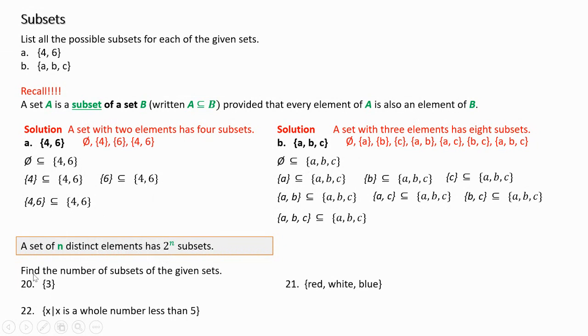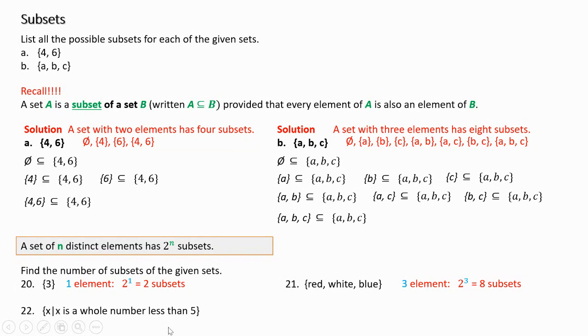Now with the same concept, let's do number 20. How many elements are here? 1, so this will be 2 to the first power, which is 2. So there will be 2 subsets. I jumped again a little bit. Number 21, we have three elements, so it will be 2 to the third power, which gives us 8 subsets.